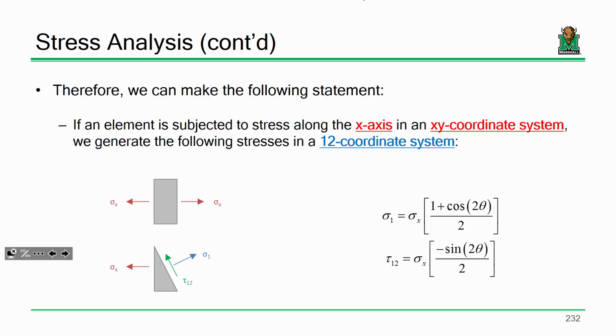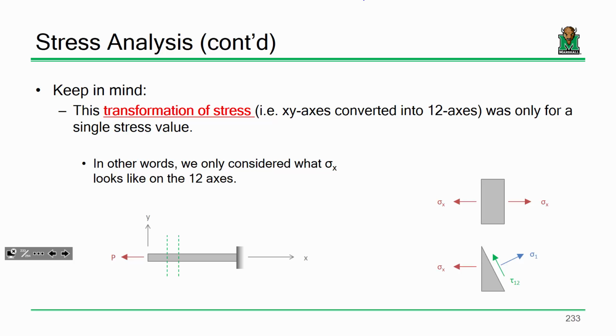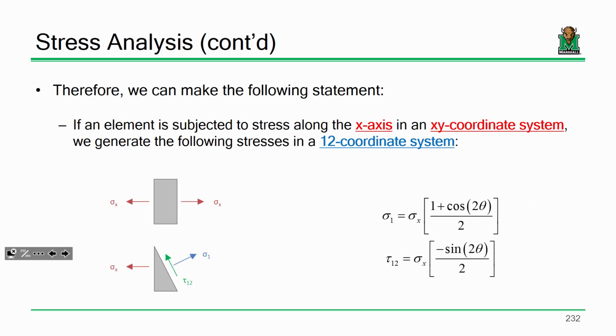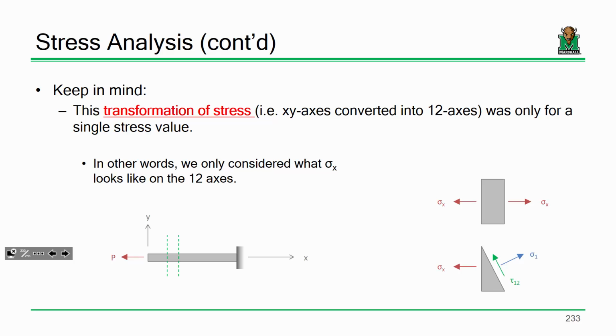Sound good? All right. Now, the big thing I want to keep in mind is that was only for a single stress value. We took a single sigma sub x and transformed it into a sigma sub 1 and a tau 1 2. And I'm using that term very carefully, a transformation of stress.